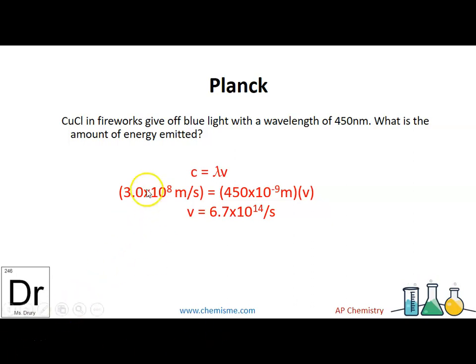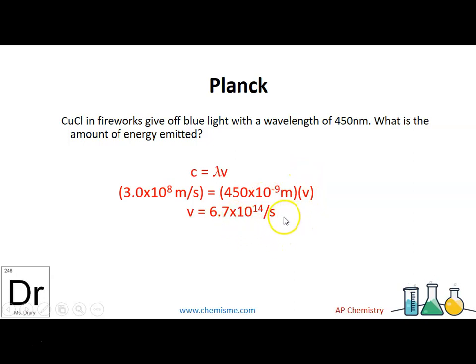So the speed of light, 3 × 10⁸ meters per second, and the wavelength will go here to solve for frequency first. So again, wavelength is 450 nanometers. That unit is not compatible with meters, so I changed it to 450 times 10 to the negative ninth. Nano means -9, so I plugged it in as the nano, and solved for frequency.